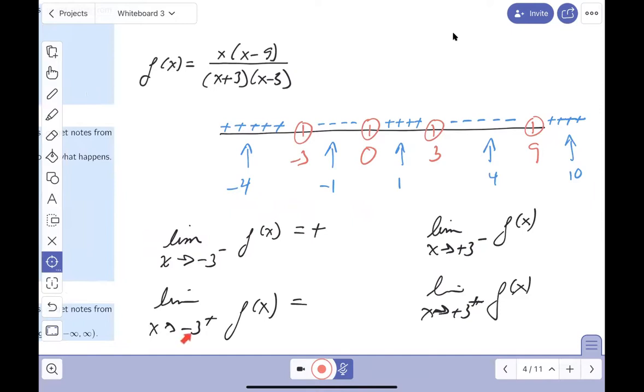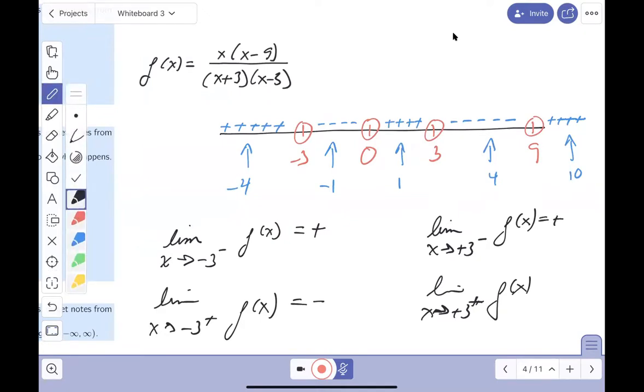You want to approach -3 from the right side. This is the right side. What's the sign of it? Must be negative. I know this is tough though. You want to approach 3 from the left side. This is 3. This is the left side. What is it going to be? Positive.